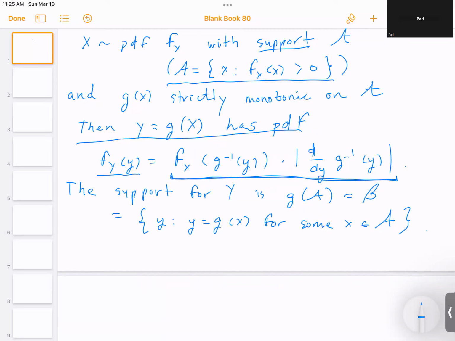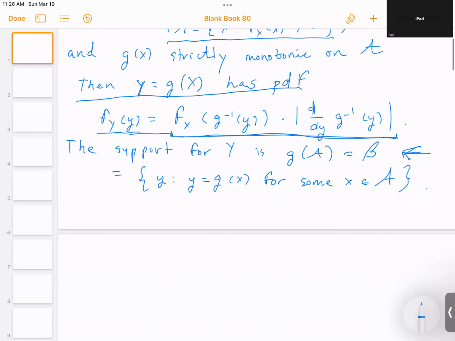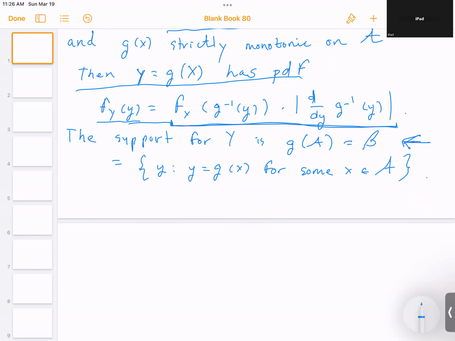The support for Y is not terribly revealing here. Of course, if y is g of x, then any point in A gets mapped to some point, and we're calling that collection of points B. So why is this true? You've probably done this. To show this, suppose g is increasing on A.